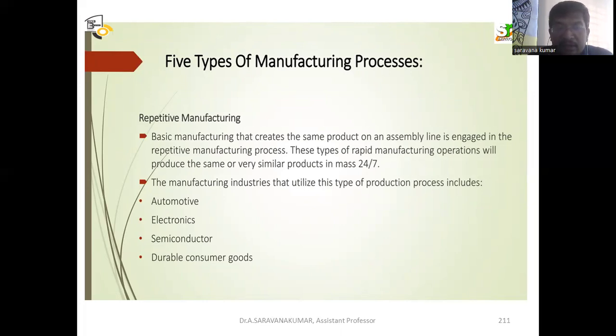For example, in the manufacturing industry, the types of production processes include automotive, electronics, semiconductor, and durable consumer goods. These are repetitive processes. If you're going to manufacture a car, an air cooler or an air conditioner, whatever it is, it's a repetitive process to manufacture that particular product. For example, television. It's a repetitive process to manufacture that particular product.